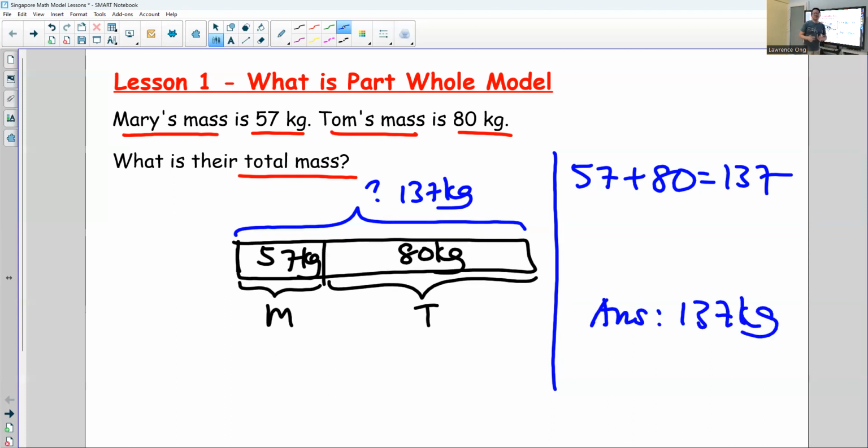So this is a building block. The first building block that you need to learn how to draw before you can start to build onto your model. All hard questions always start with a parcel model. That is the basic building block. So that is lesson one, on how to draw a parcel model.